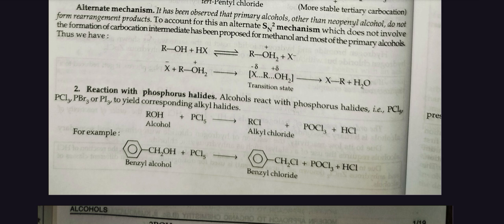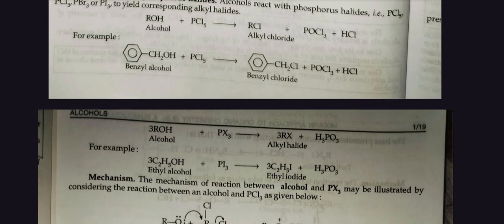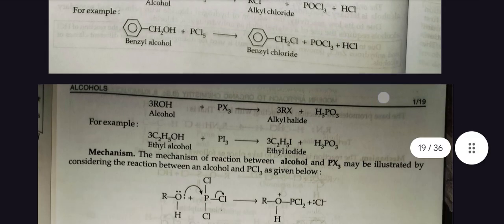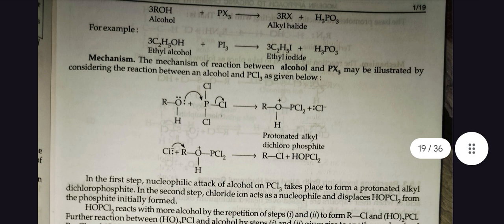Thus we have the second reaction, with phosphorus halides. Alcohol reacts with phosphorus halides PCl5, PCl3, PBr3 and PI3 to yield the corresponding alkyl halide. Alcohol in presence of PCl5 gives alkyl chloride. For example, benzyl alcohol plus PCl5 gives benzyl chloride plus POCl3 plus HCl. For example, alcohol plus PX3 gives alkyl halide plus H3PO3. For example, ethyl alcohol plus PI3 gives ethyl iodide.